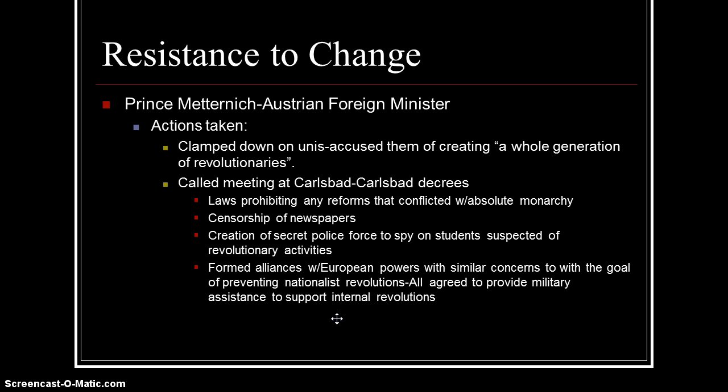Now, as we know, one of the reasons World War I happened is because of the alliances between nations, and this is the beginning of such alliances.